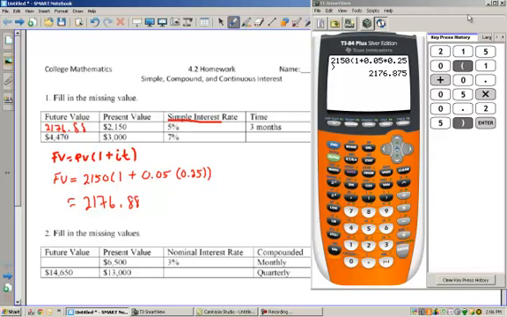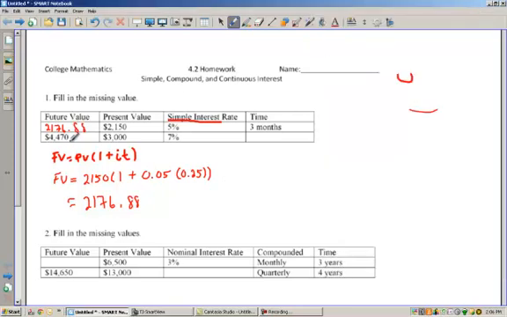Right, in the second part, we know the future value now, we know the present value, we know the simple interest rate, but we don't know the time. So on here, again, I use the same formula, FV equals PV times 1 plus IT, and I just plug in, so 4,470 equals the present value, which is 3,000, left parenthesis 1 plus the simple interest rate, which is 0.07, and T I don't know, so I just copy down the letter T.